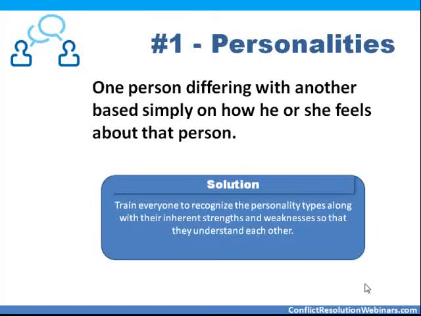Now, the solution is to train everybody to recognize the personality types along with their inherent strengths and weaknesses so that they can understand each other. And one of the keys to this is to work on the strengths instead of the weaknesses. It's so easy to say you should change, but the reality is most people aren't going to change very much. So what are their strengths and how can we use those to benefit everybody?